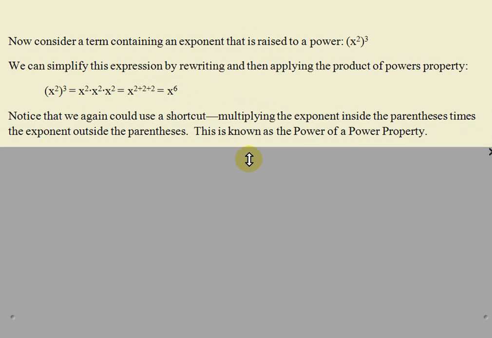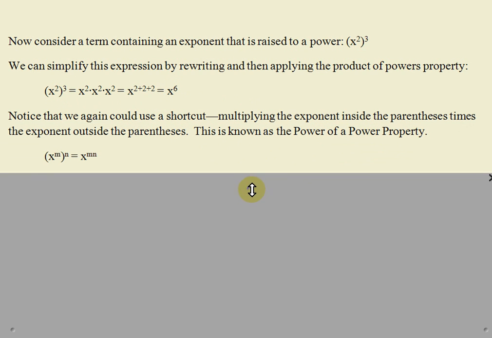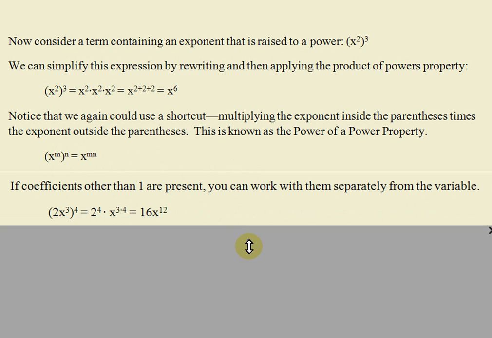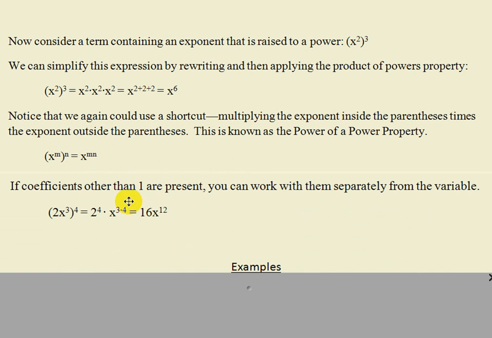Then notice that once again there's a shortcut here, and this one is known as the power of a power property. So we have a term with a power, or we have a power within parentheses that we raise to another power. We can simply multiply the two powers together. So if we have x to the m raised to the nth power, we can simply multiply m times n, and that will be our exponent. And again, if you're dealing with coefficients other than 1, you can work with those coefficients separately.